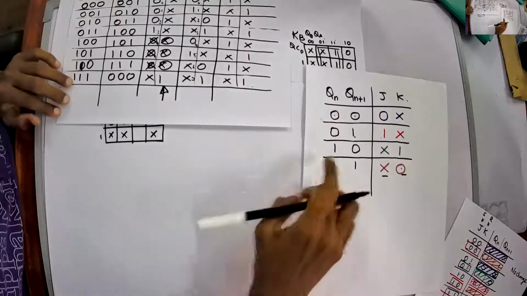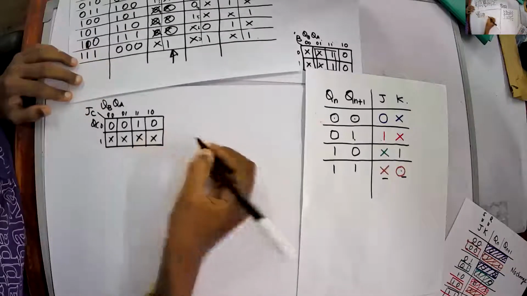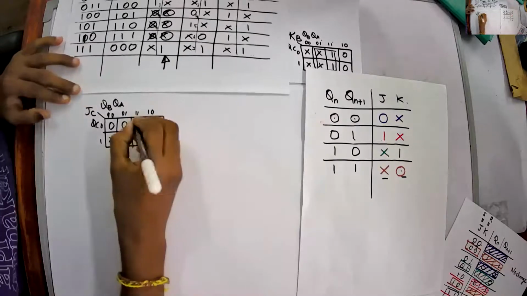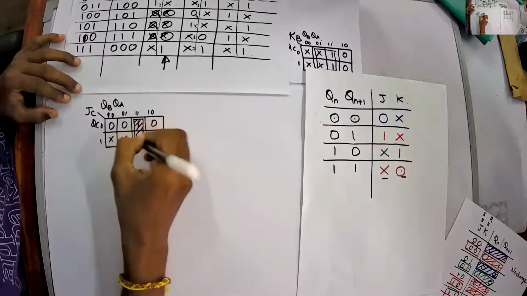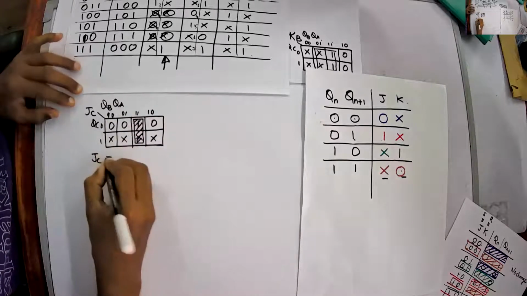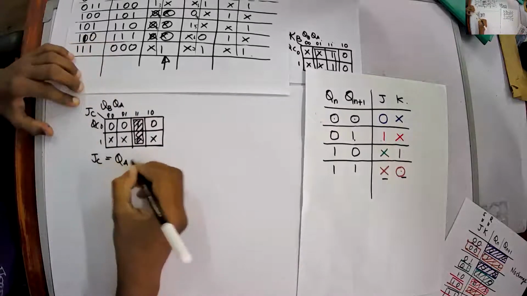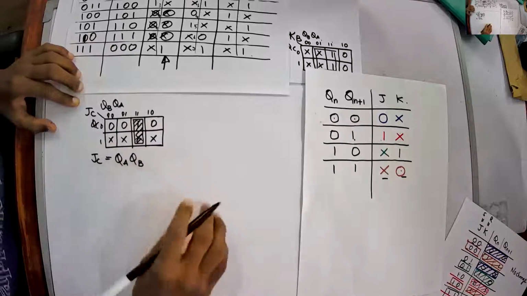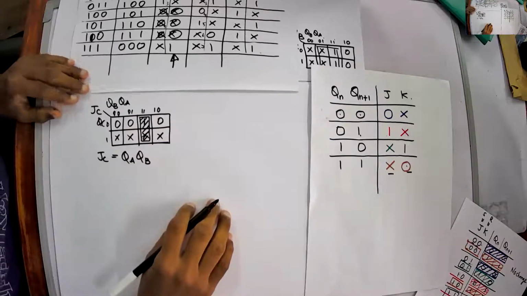See it. For 1, 0, it is x1, don't care, 1. So this one also we can have as don't care. Or simply, I can group this one, where both are 1. I could say JC equals QA, QB. Clear? JC equals QA, QB.